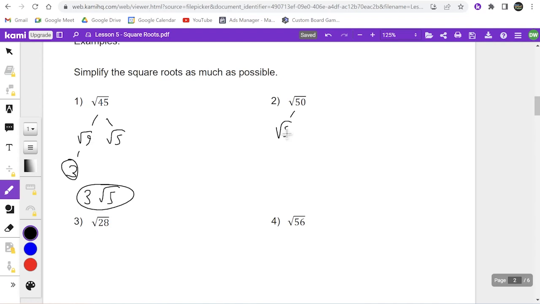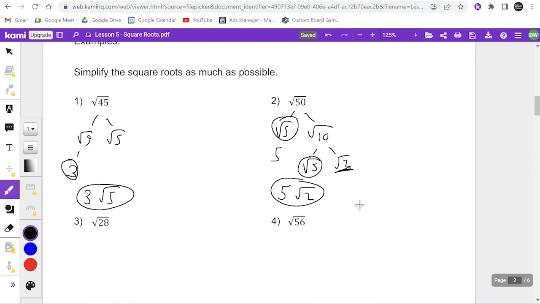Now for root 50. We have root 5 and root 10. Root 10 can be further broken down to root 5 and root 2. And now I have a pair of 5s right there. So the 5 is going to break out. And the root 2 right here is still stuck in the square root. So the final answer is 5 root 2.